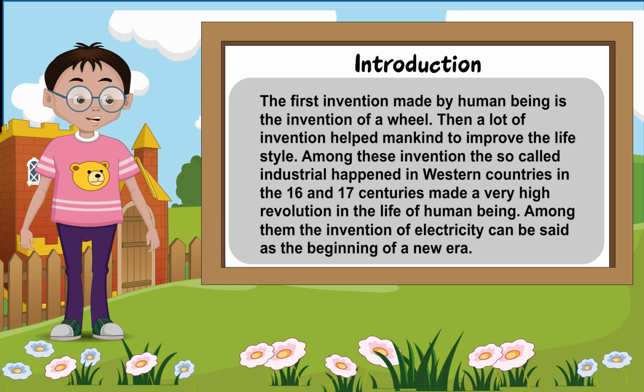human beings is the invention of the wheel. Then a lot of inventions helped mankind to improve their lifestyle. Among these inventions, the so-called Industrial Revolution that happened in Western countries in the 16th and 17th century made a very high impact on the life of human beings. Among them, the invention of electricity can be said to be the beginning of a new era.